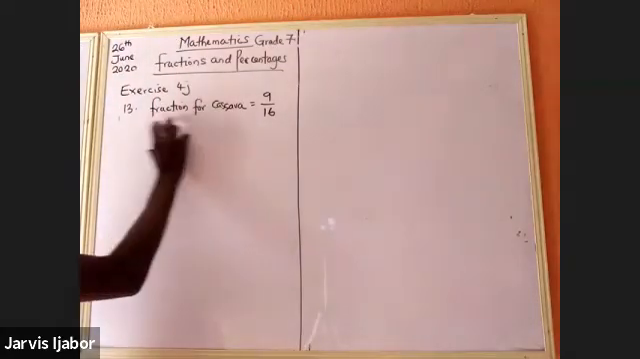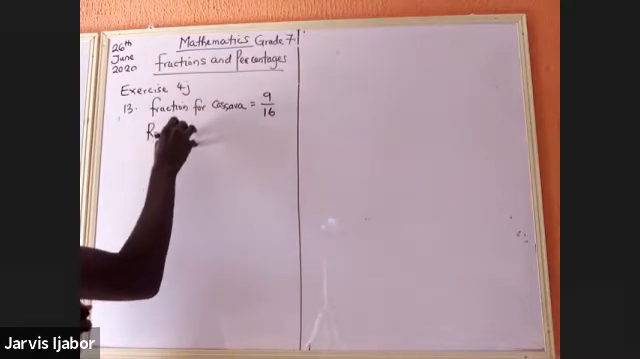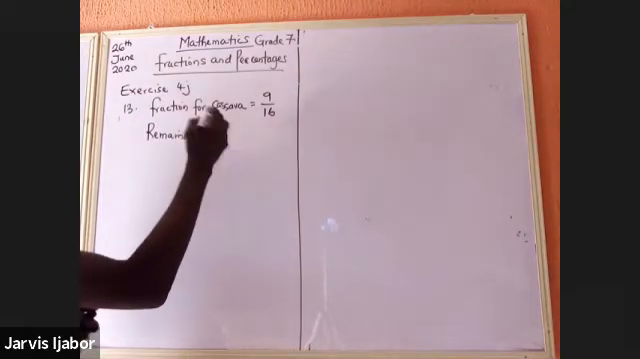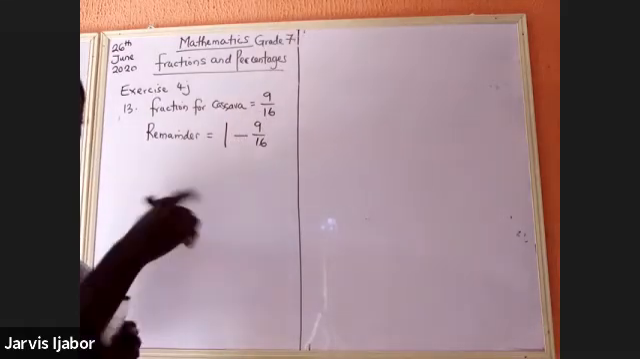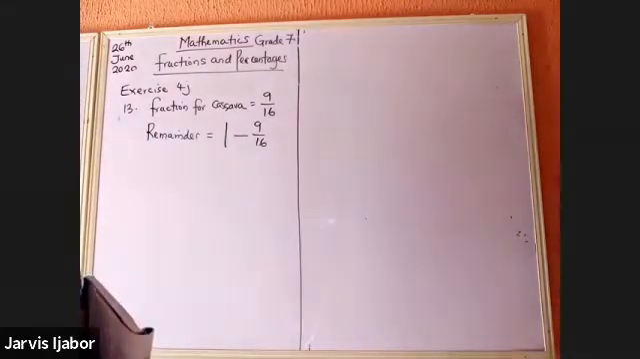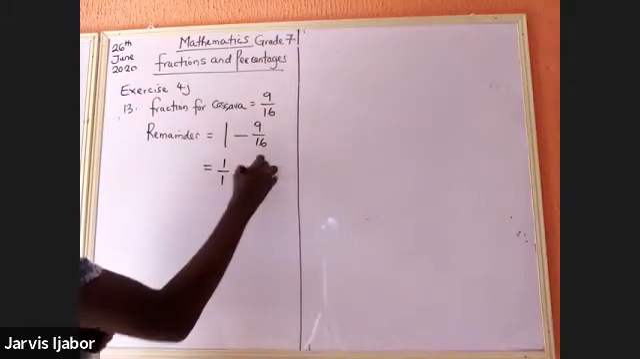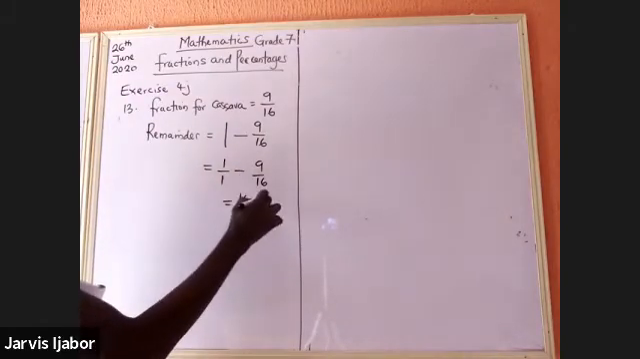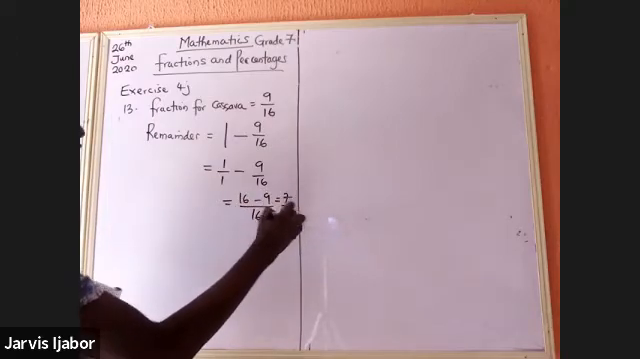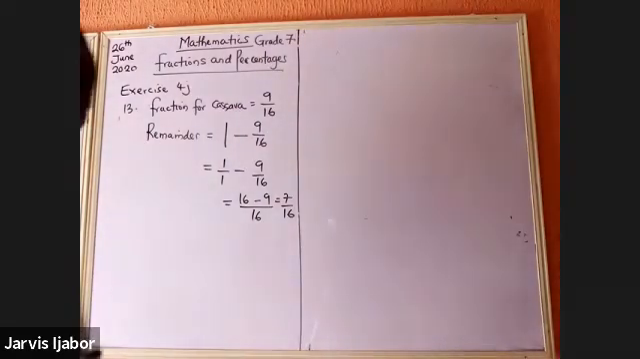So I haven't used this for cassava. What will be the remainder? The remainder will be equal to 1 minus 9/16. Grace, put on your camera. And that will be equal to 1/1 minus 9/16, which will now give you 16 minus 9, and that is 7/16. So that's 7/16 as the remainder. But that's not where the question ends.